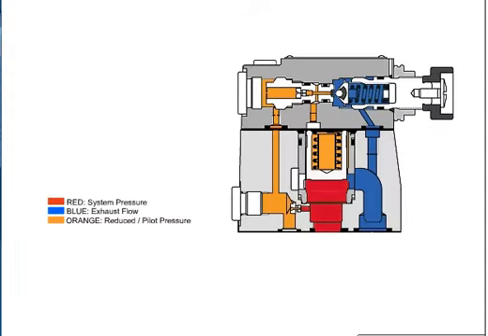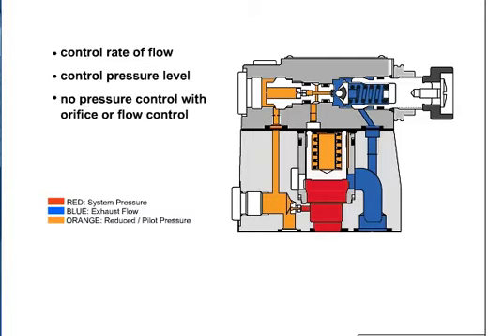The primary concern in fluid power circuits is to either control the rate of flow or the pressure level. One misconception has been that pressure may be controlled with an orifice or flow control device. This is never accomplished with any degree of accuracy.